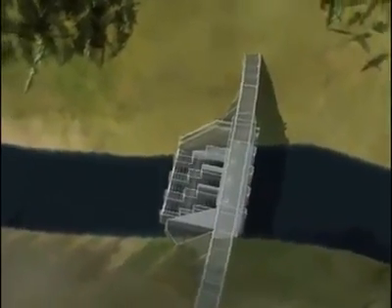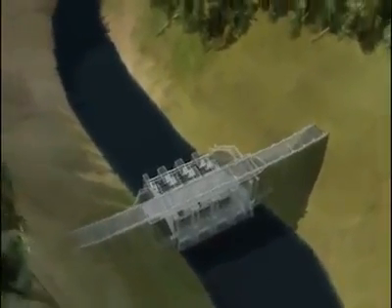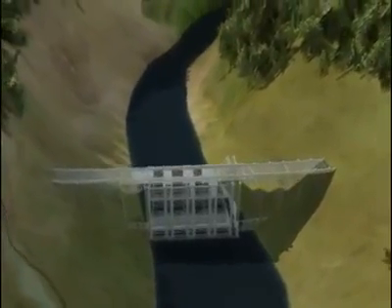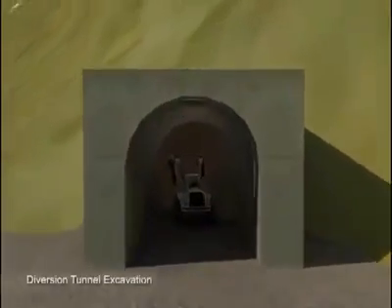Before the construction begins, the river flow needs to be diverted to make excavation and construction activities possible at the dam location. This is done by diverting the river water through a diversion tunnel that bypasses the dam location.